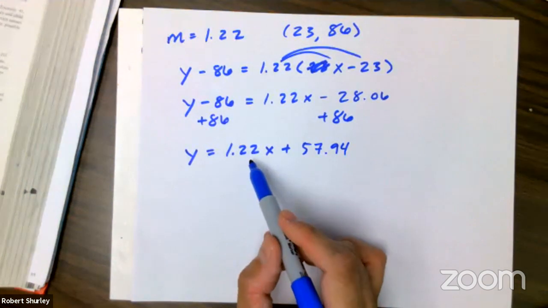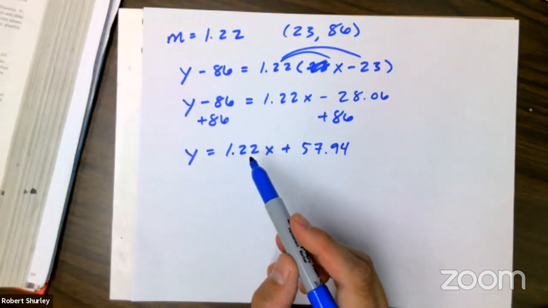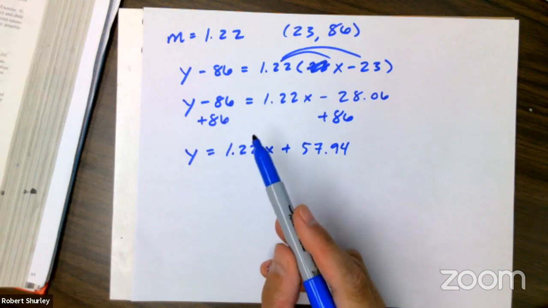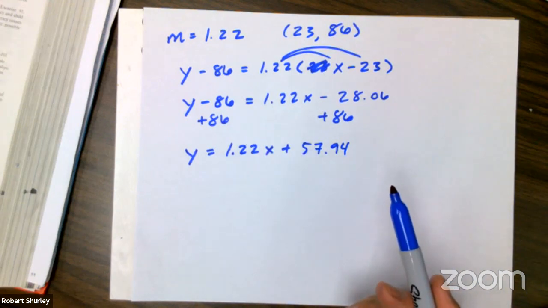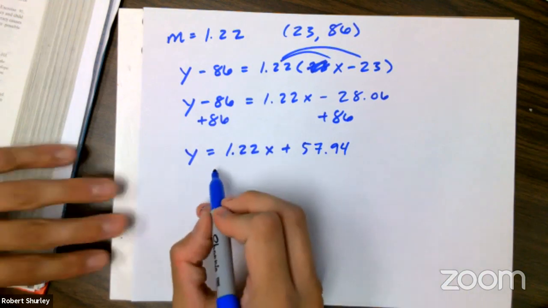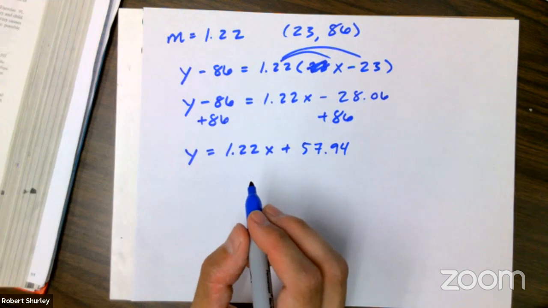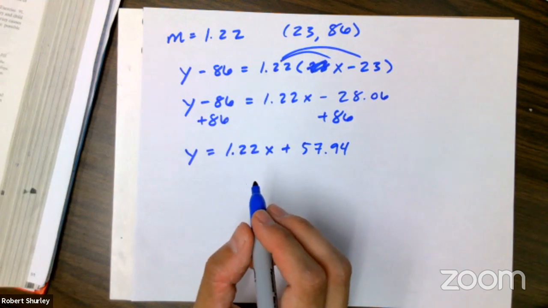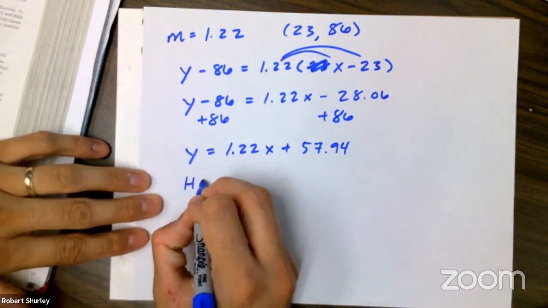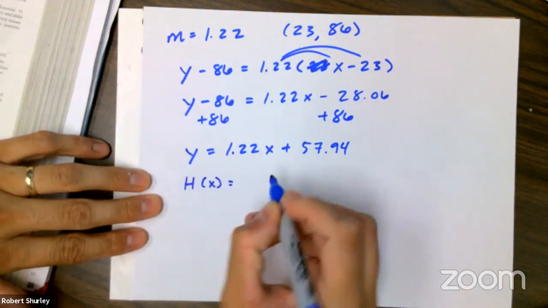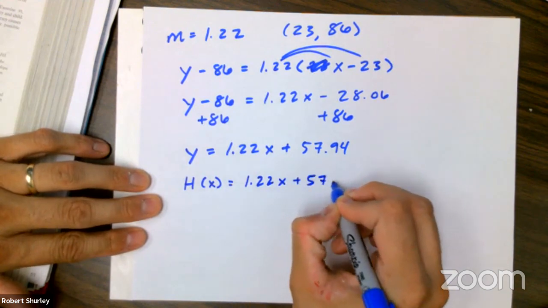And with the 1.22, now remember, this is in thousands. So we would go up 1.2% and go over 1,000. It's kind of hard to see on the graph, but this would be the equation. Now, if we wrote it as a function, the y values are happiness. So I'm going to use h of x. Okay, h of x equals 1.22x plus 57.94.